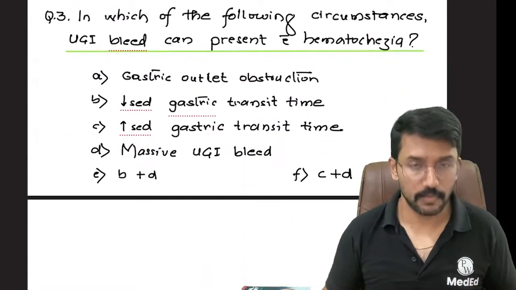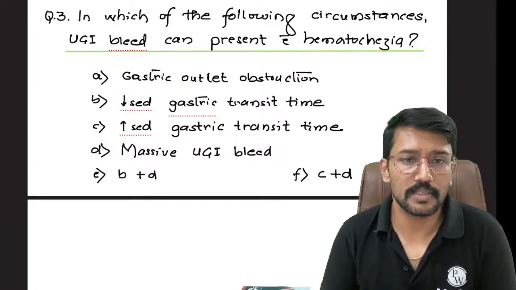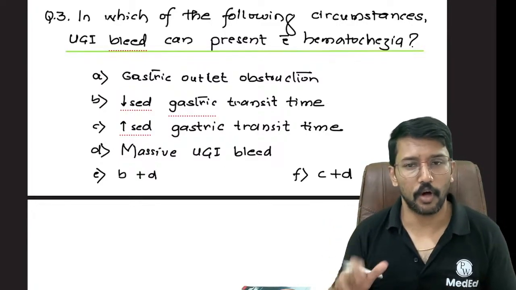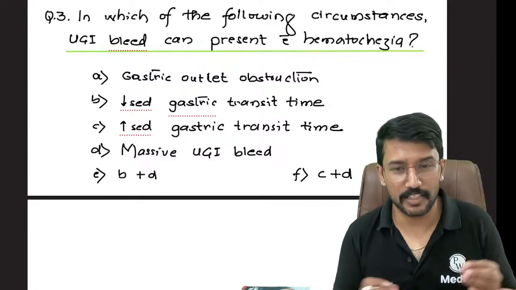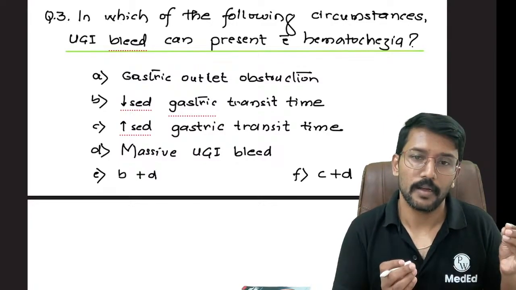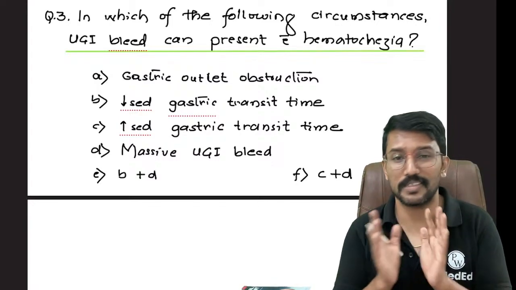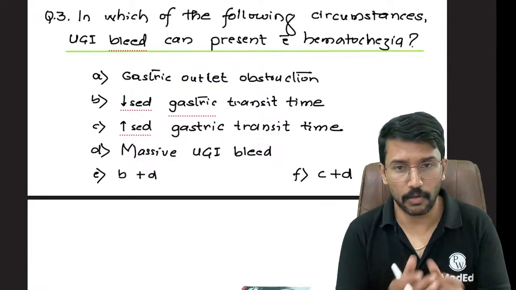Okay, so there is one more question now. In which of the following circumstances can upper GI bleed present with hematochezia? This is one of the common bedside questions. The moment you say, sir, this patient presented with melena or hematemesis, the examiner will ask you, can a patient with upper GI bleed present with hematochezia? If yes, in what circumstances?